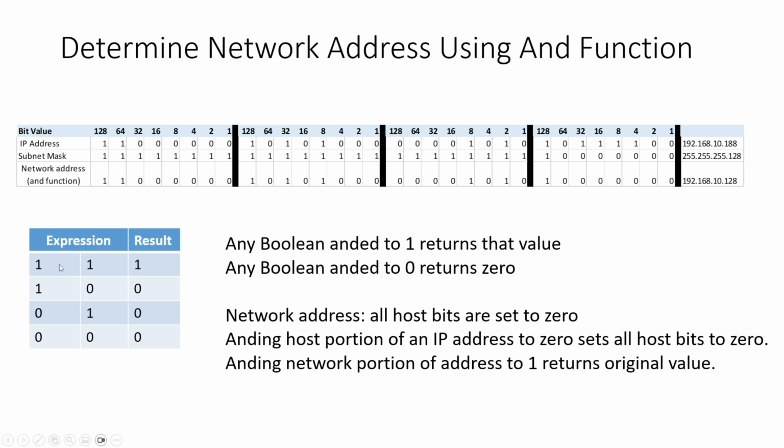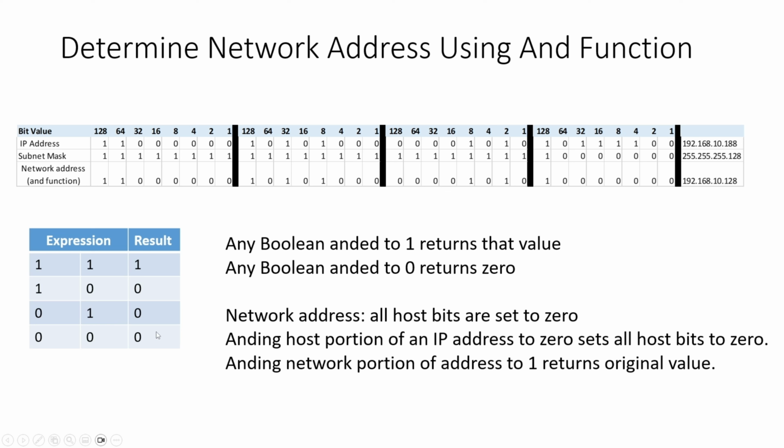Remember, in the AND function, anytime I AND something to a 1, so these two examples right here, the top two examples, I'm going to actually return the actual value of the second value. So ANDing to 1, if I AND a 1 to a 1, I get 1. If I AND 1 to 0, I get 0. Now anytime I AND to a 0, I'm going to get 0.